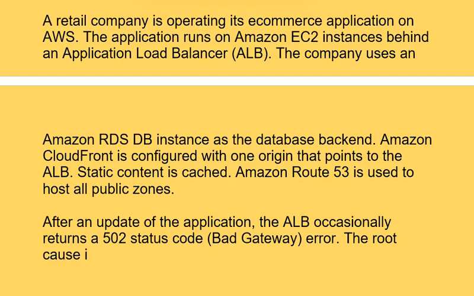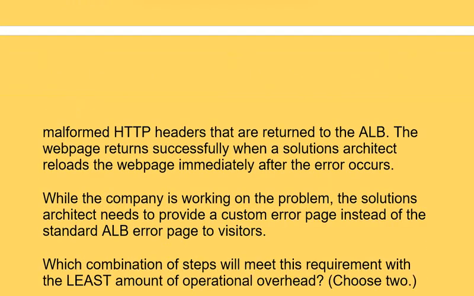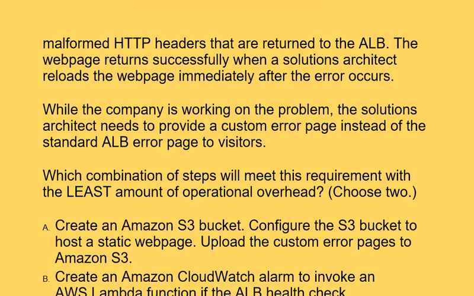After an update of the application, the ALB occasionally returns a 502 status code, that is, a bad gateway error. The root cause is malformed HTTP headers that are returned to the ALB. The web page returns successfully when a solutions architect reloads the web page immediately after the error occurs.